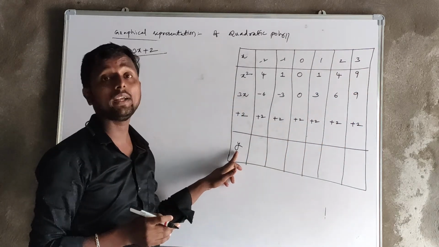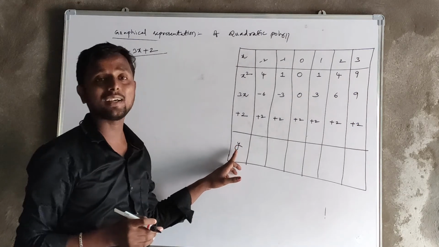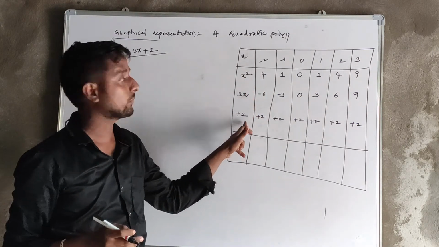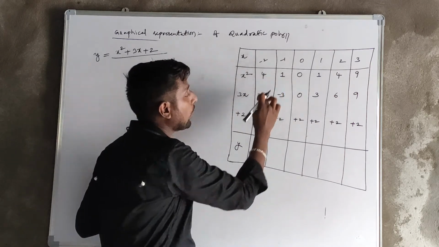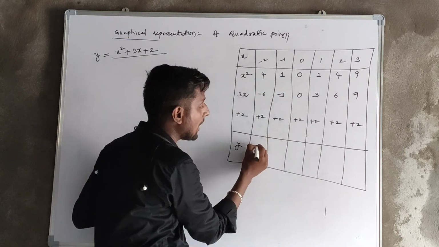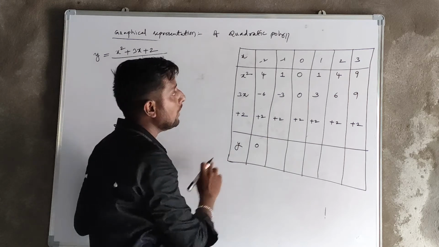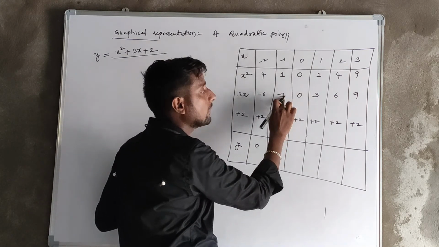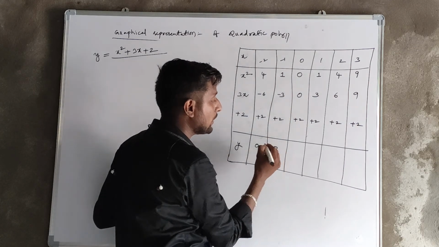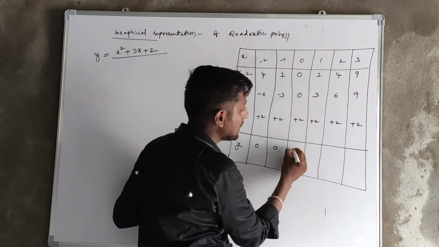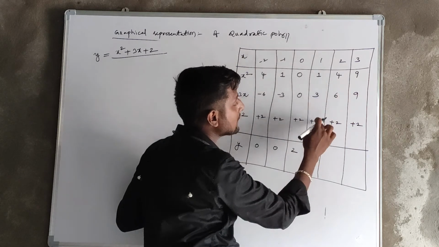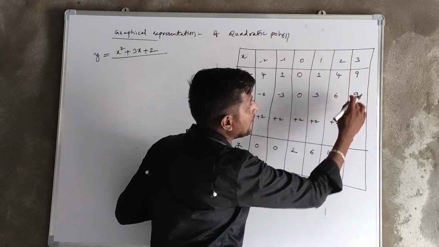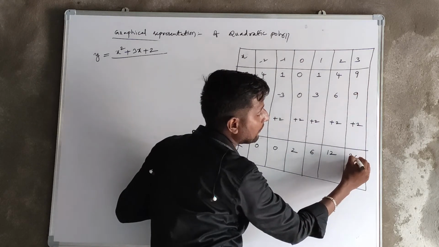Now, how can you find the y value? y is nothing but the sum of x square, 3x and plus 2. Correct? Look, sir. 4 plus 2, 6, minus 6, answer 0. Next, 1 plus 2, 3, minus 3, answer 0. Next, just 2. Next, 4, 6. Next, 10, 12. Next, 18, 20.